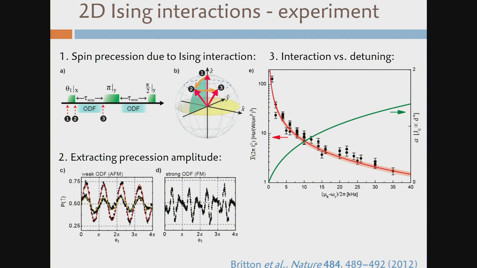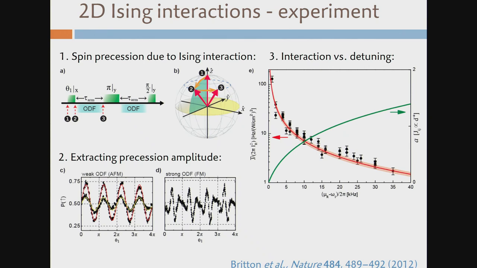So now you can change the detuning of your laser, which is on the x-axis here, and study how fast your spins are precessing, and this gives you a magnitude of the strength of interaction, and see indeed how it decays according to the right power law.